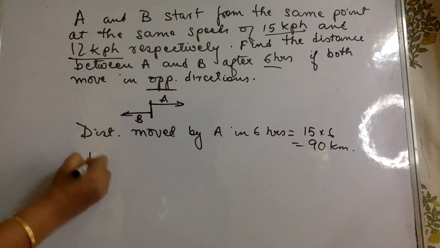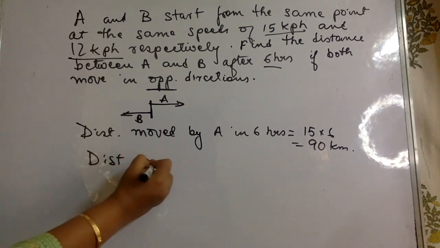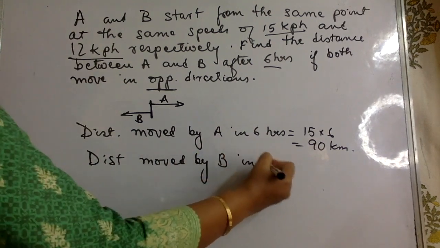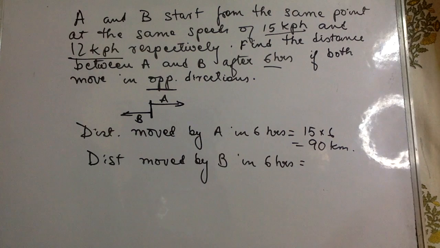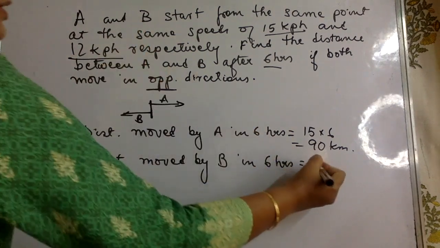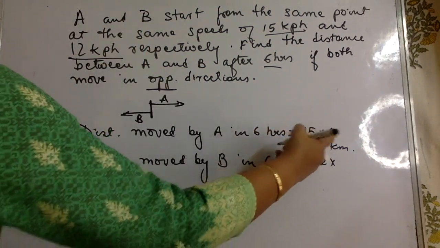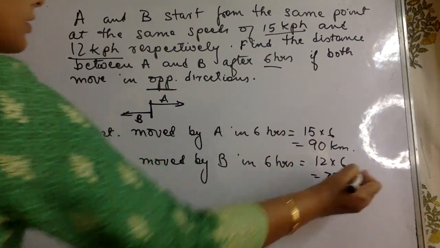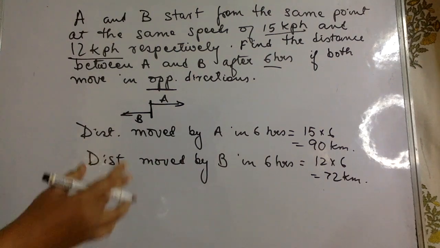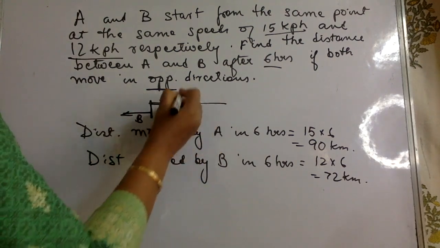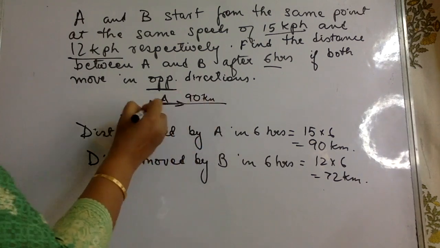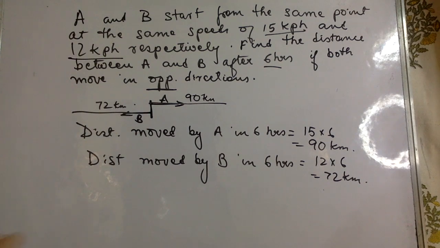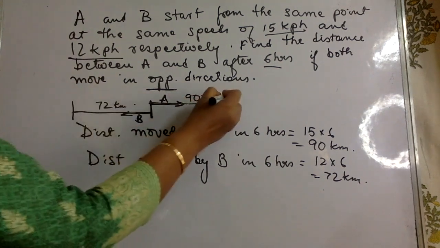Distance moved by B in 6 hours is now 12 into 6, speed into time. That gives me the distance, which is 72 kilometers. So in a period of 6 hours, A has gone 90 kilometers and B has gone 72 kilometers. At the end of 6 hours, B is here and A is here.